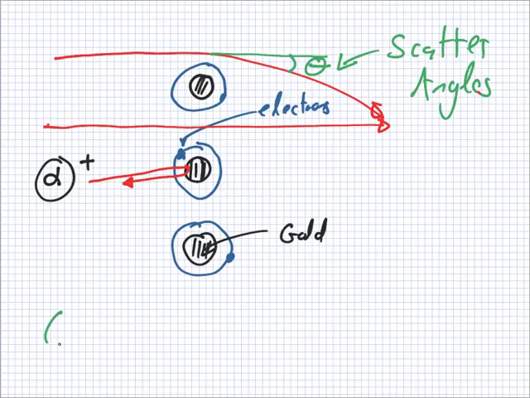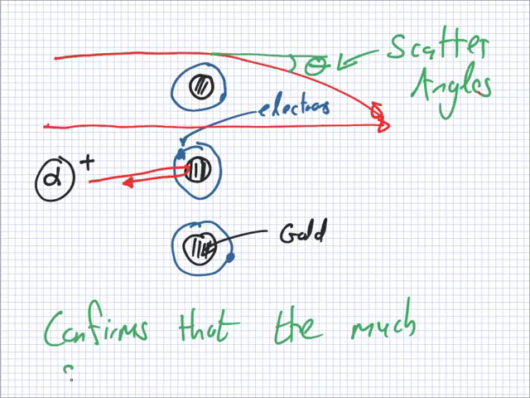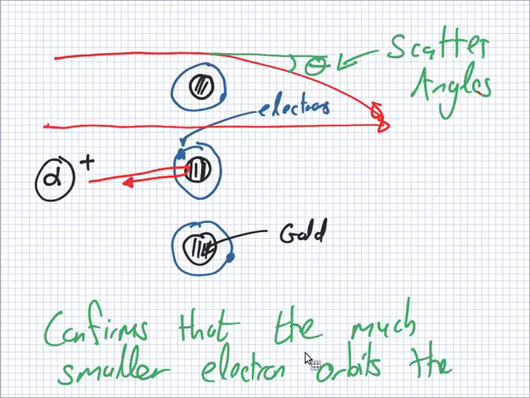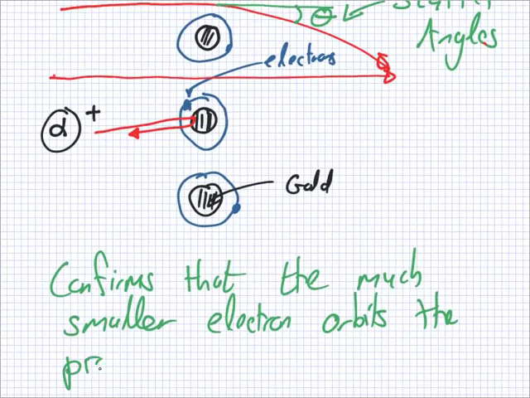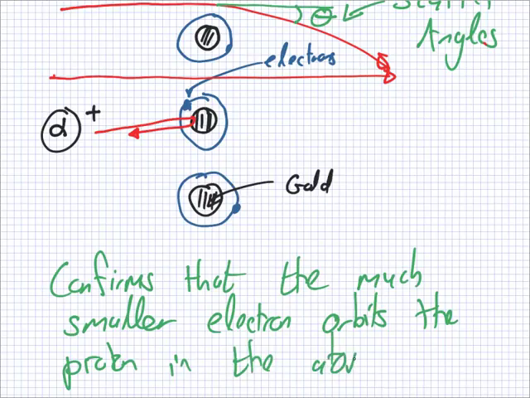So this experiment confirms that the much smaller electron orbits the proton in the atom.